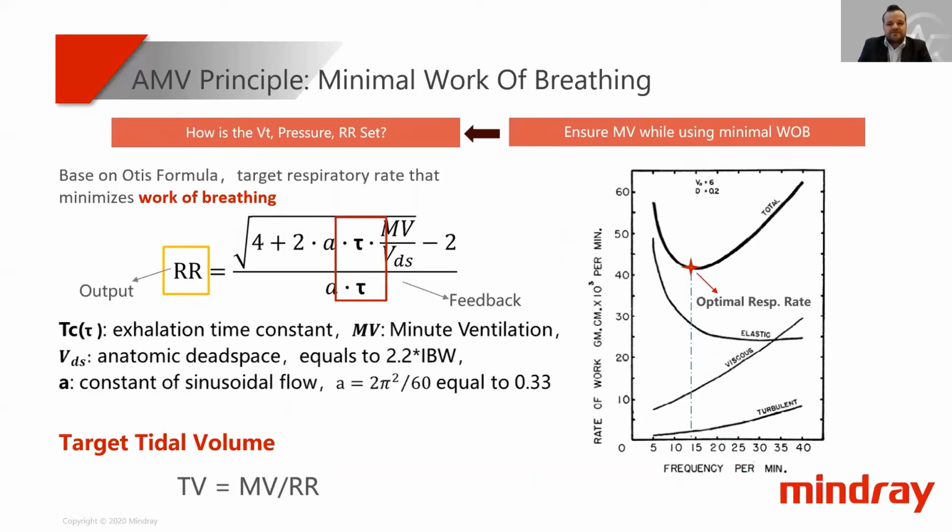The main goal of AMV is to minimize the work of breathing for a patient. That makes the biggest comfort for the patient actually. It is based on Otis formula, and as a result of the calculation, the optimal respiratory rate is set. On this slide, you can see the Otis equation. The target tidal volume is reached based on desired minute volume divided by respiratory rate. Everything is with the smallest work of breathing as possible.